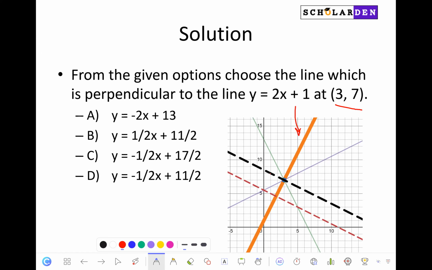We see that this line is also perpendicular to this line, and this line is also perpendicular to this line, but only this line passes through 3 and 7. This black line corresponds to our option C, because this is the line that is intersecting with our reference line at coordinates 3 and 7. I hope that this has made sense and is clarified. Okay, moving on to the next example.